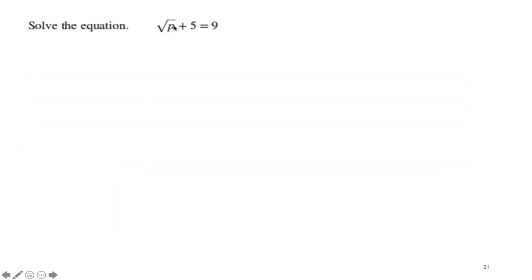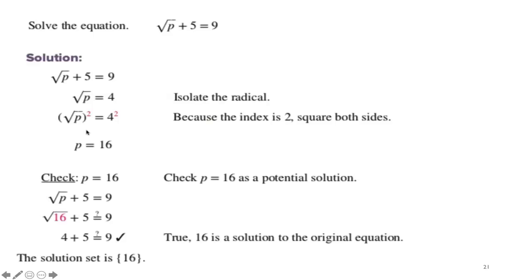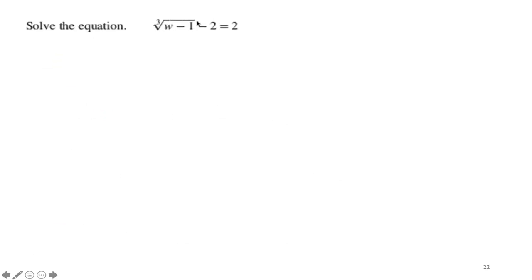So I want to isolate the radical by subtracting 5 on both sides. So 9 minus 5 is 4, and now I can get rid of the radical by squaring both sides. I get 16. Again, we want to make sure that 16 is an answer by checking it against the original, because sometimes we might get a solution that is extraneous, but you can check that plugging in 16 will give you that this checks out. So 16 is a solution.